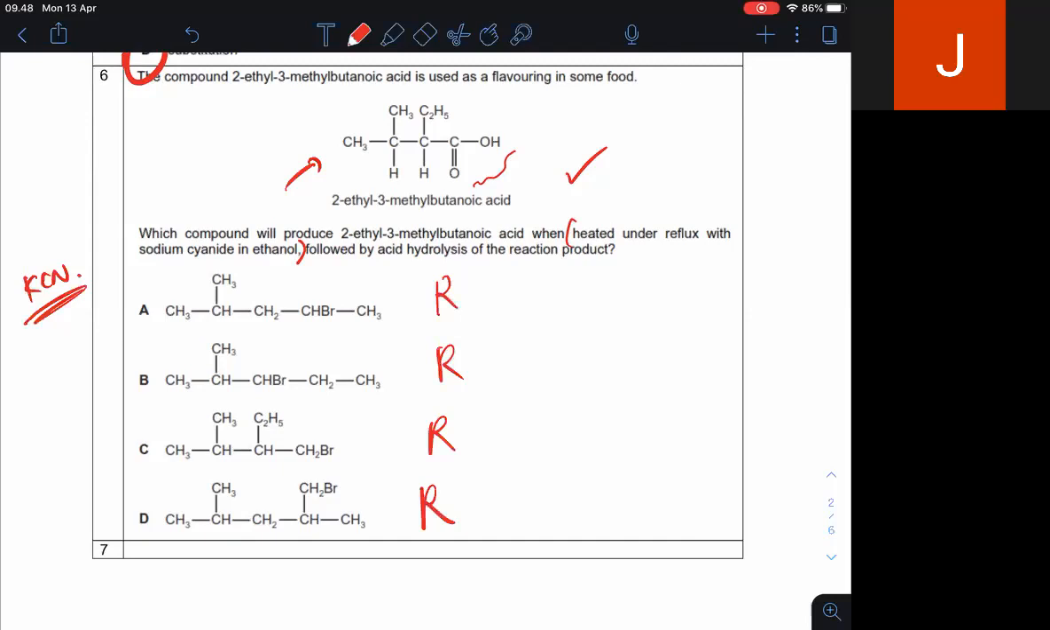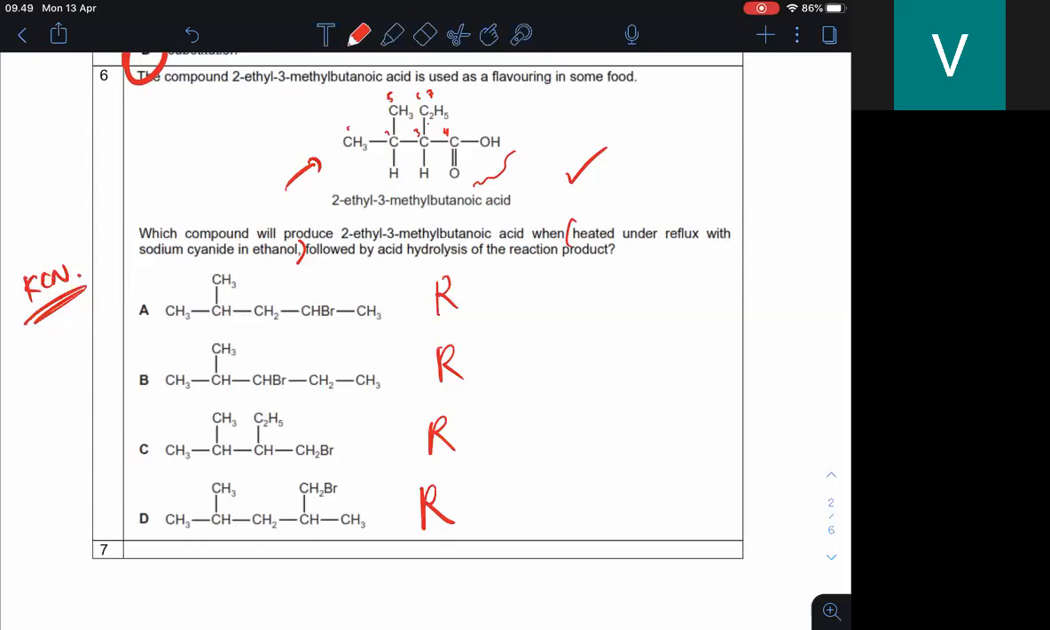The carbon plus one. Yes, it means the carbon will add, so the number of carbon will increase. So if I count the number of carbon here, 1, 2, 3, 4, 5, 6, and 7. If you have 7 carbons in the product, the reactant must have how many carbons, Victoria?